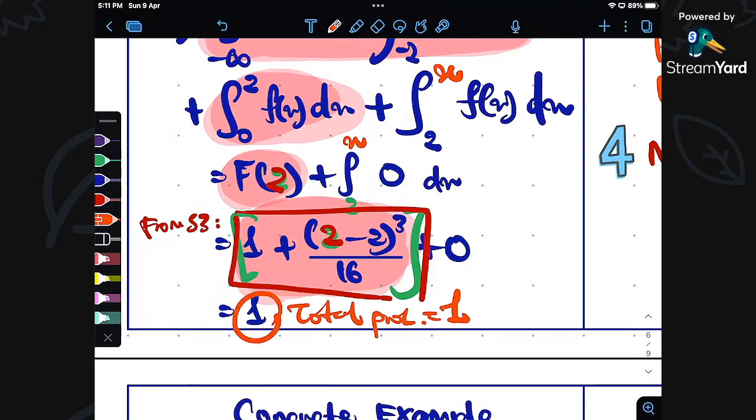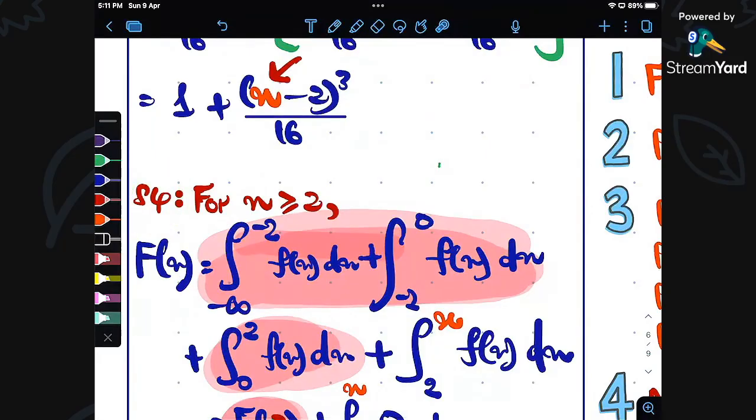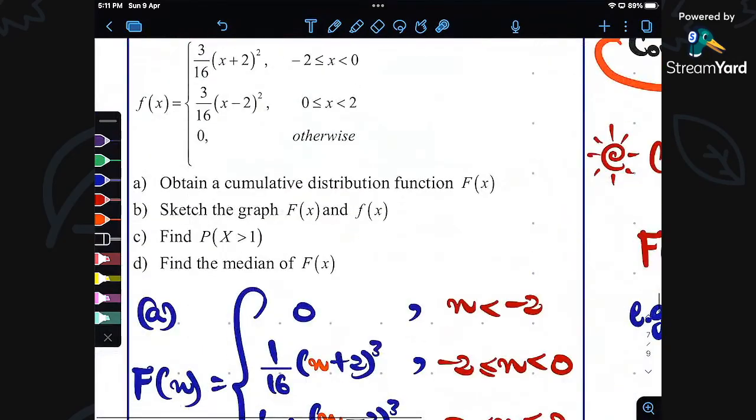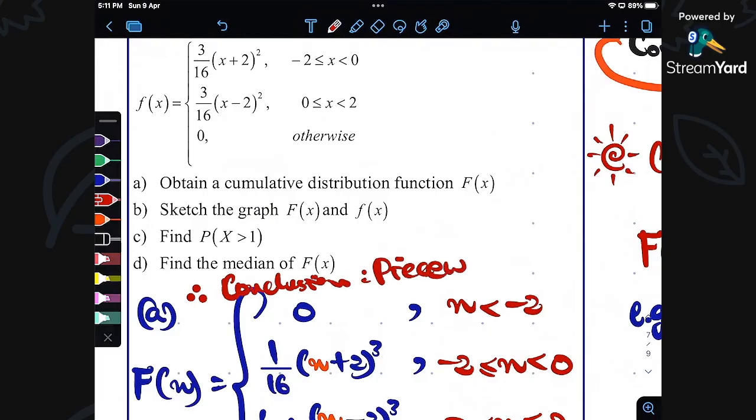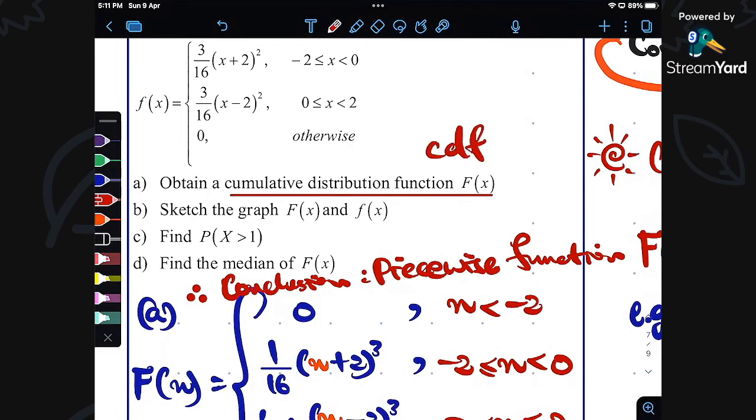If you did not get 1, it means you did it wrongly. This is the indicator of whether you are doing it right or not. So make sure you get 1 as the last step, step 4. As a conclusion, this is the conclusion, not the answer. The conclusion you must write down in terms of a piecewise function, guys. You cannot just leave it like that. Even though they ask you for the CDF, you still have to write it as a piecewise function.